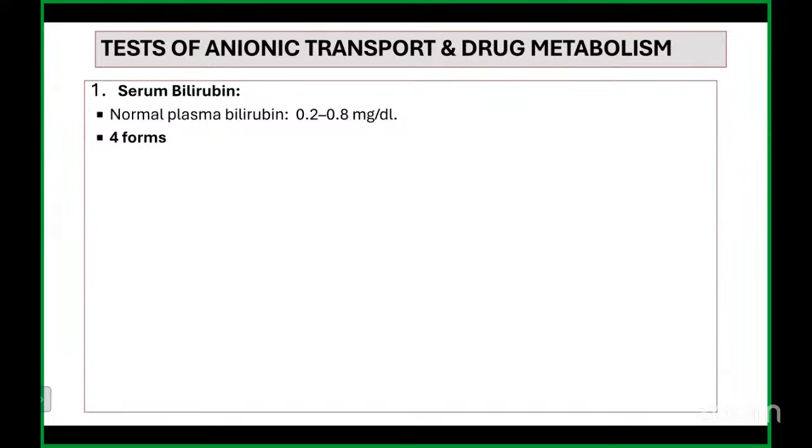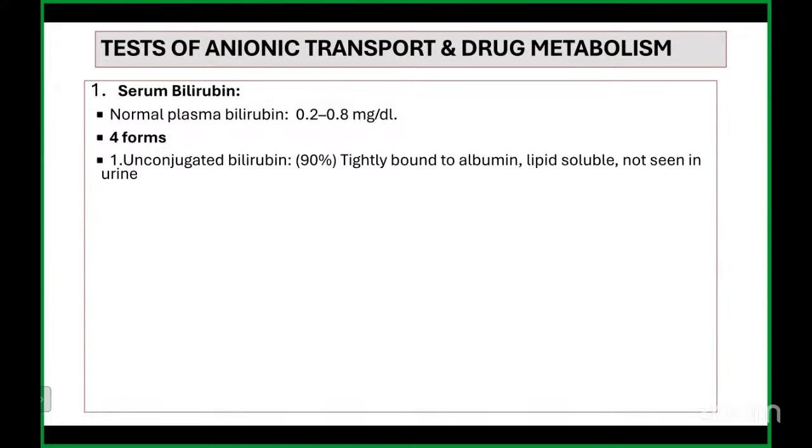Okay. Now, what are the tests of anionic transport and drug metabolism? The first is bilirubin. We know that normal bilirubin is always below 2, and whenever it is increased, you get something called jaundice, correct? There are 4 different forms of bilirubin. First one is the unconjugated form. Now, unconjugated bilirubin is tightly bound to albumin. Okay, it is lipid soluble and it is not seen in the urine.